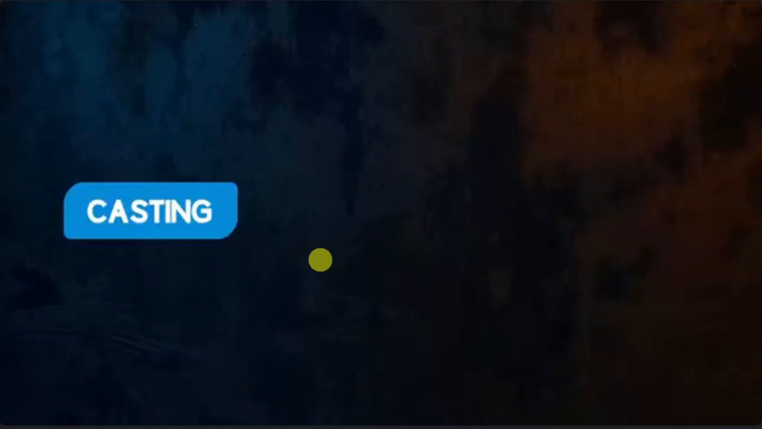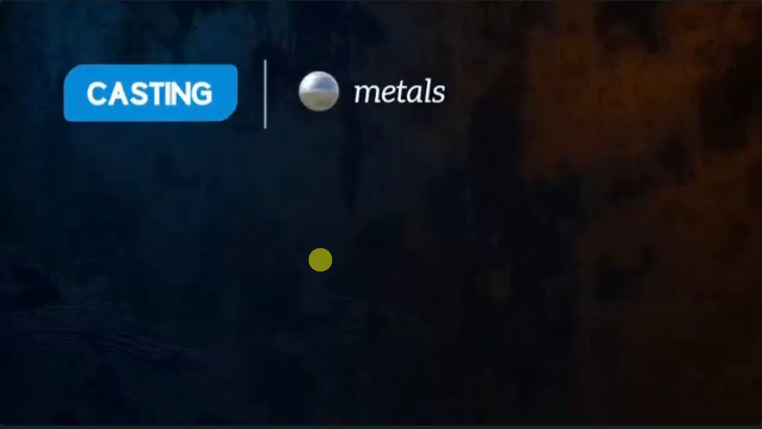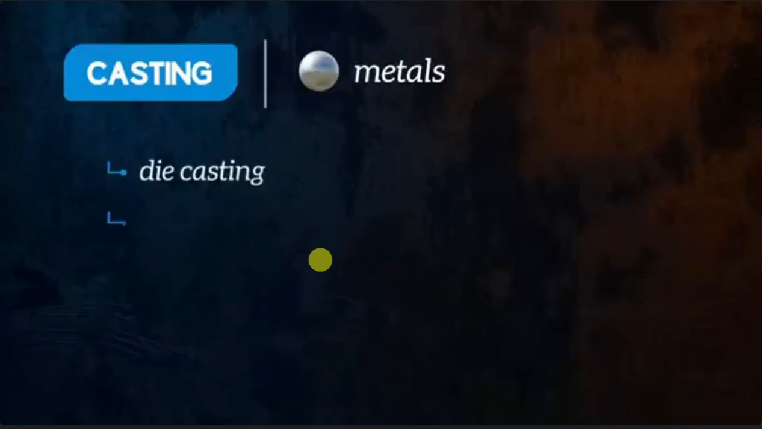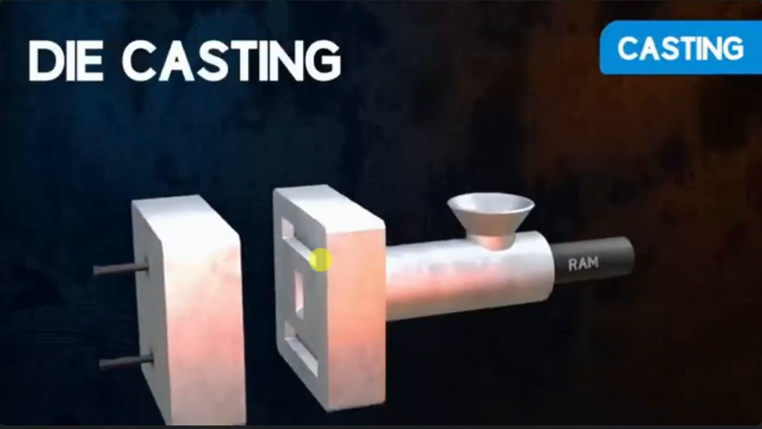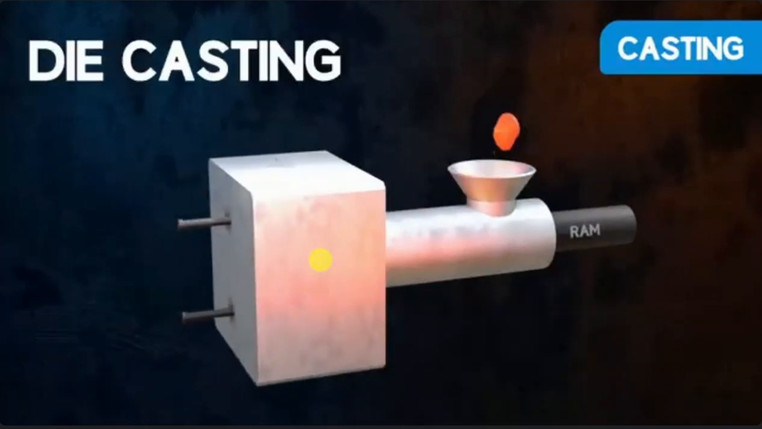Like forming, casting is most commonly used for metals. Here also we use it for metals only. There are different types of casting he is explaining here, basically only the important ones: die casting, sand casting, and the investment casting process. In die casting, molten metal is forced into removable metal dies at high pressure.